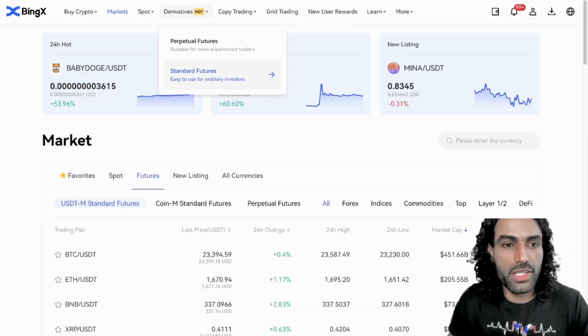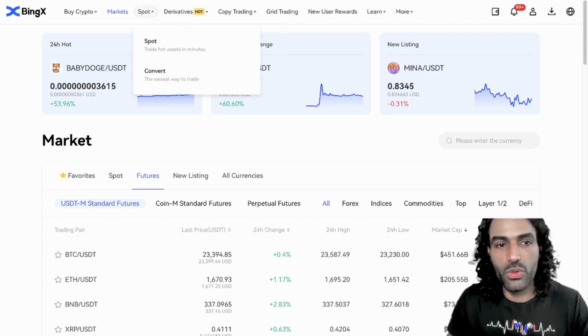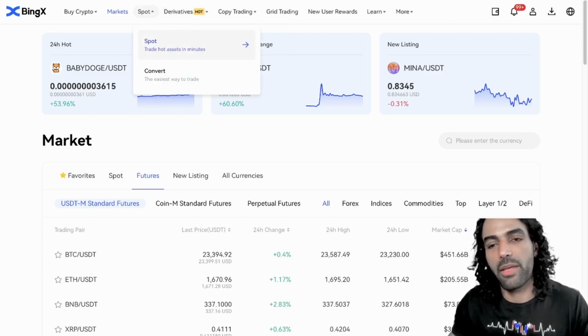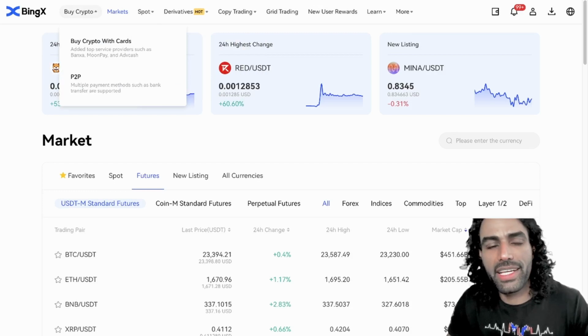However, if you don't want to risk with standard future trading on BingX, you can use spot trading, buy Bitcoin or Ethereum 1-to-1. So this is also available on BingX. And how do you buy crypto on BingX? It's really pretty simple.